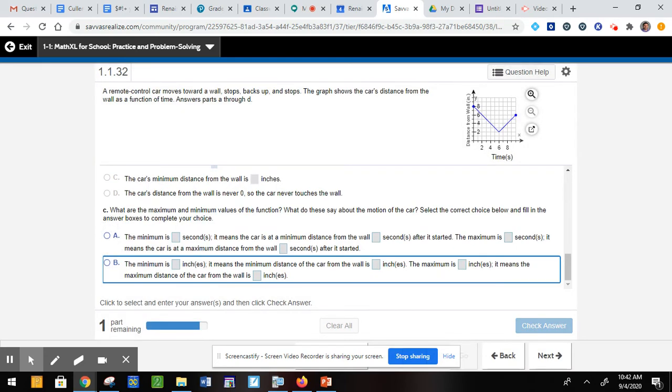All right, part C. What are the maximum and minimum values of the function? What do these say about the motion of the car? Select the correct choice below. Okay.